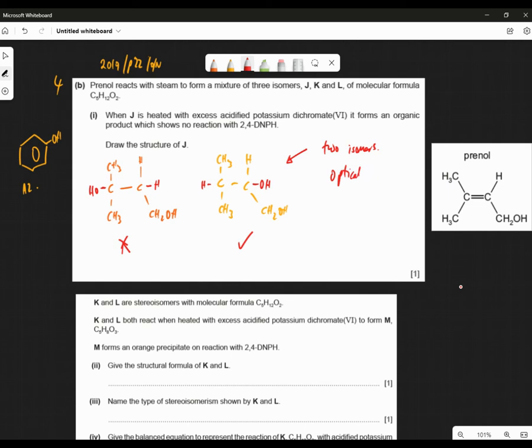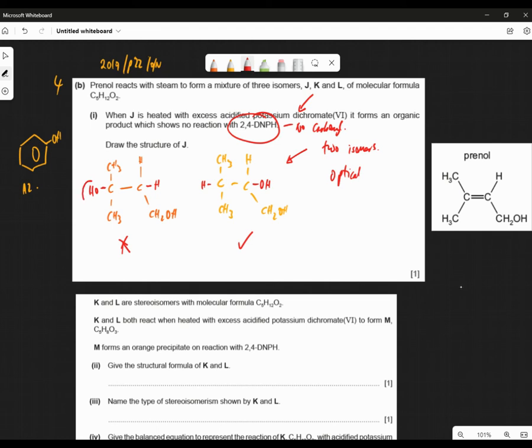When J is heated with an excess of acidified potassium dichromate, it forms an organic product which shows no reaction with 2,4-DNPH. Now if it shows no reaction with 2,4-DNPH, it means there is no carbonyl in the product of oxidation. So let's go through these, shall we? We have to oxidize it with acidified potassium dichromate.